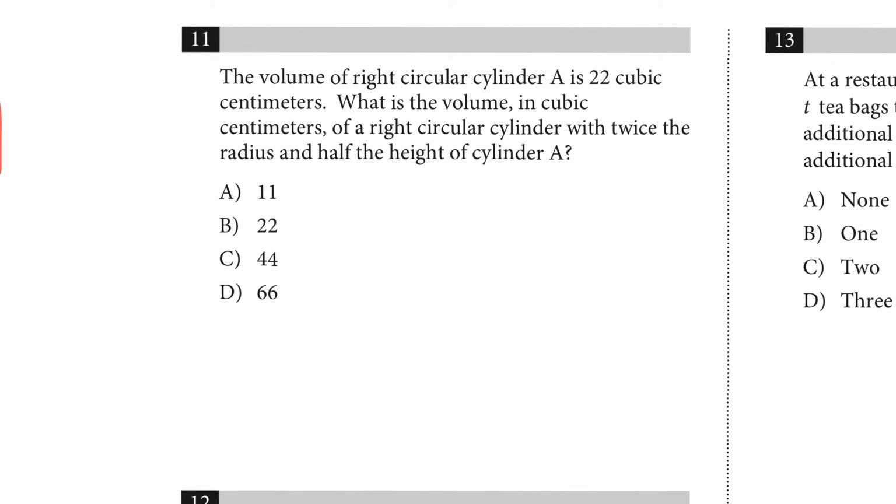Number 11. The volume of a right circular cylinder, A, is 22 cubic centimeters. So this is the volume of A. What is the volume in cubic centimeters of a right circular cylinder with twice the radius and half the height of A? Okay, so the volume of a cylinder is given by the area of the base, which is pi r squared, times the height. Remember those formulas in the cover sheet? That's why I said we need to memorize those. So pi r squared h.